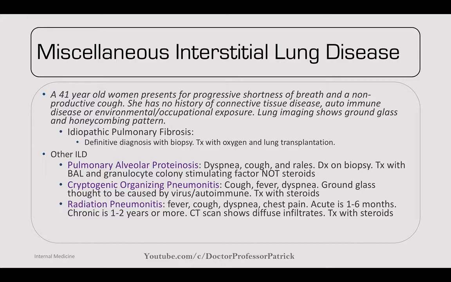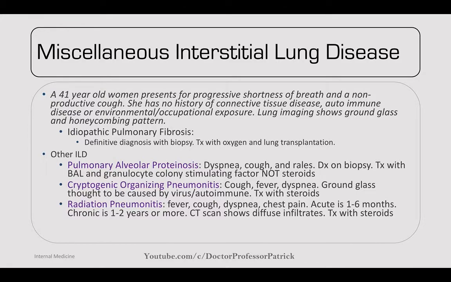So other interstitial lung diseases are pulmonary alveolar proteinosis. This is dyspnea, cough, and rales, and you also diagnose this with biopsy. You can treat it with granulocyte colony stimulating factor, not steroids. And we've got cryptogenic organizing pneumonia, or COP, and this is usually cough, fever, and dyspnea with a ground glass appearance. It's thought to be a virus or autoimmune, and you can treat this with steroids.